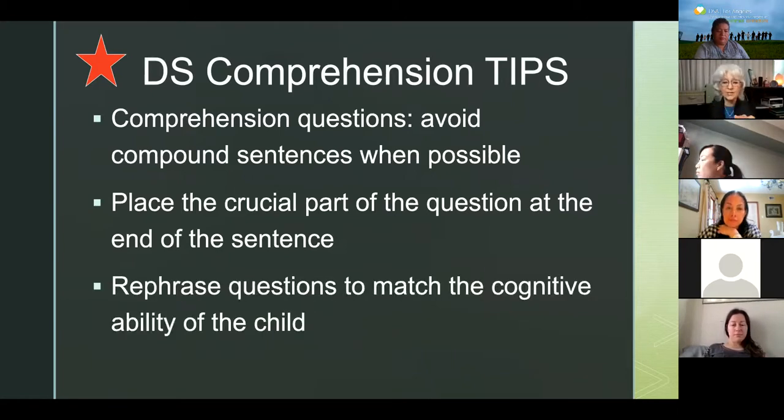Rephrase the questions to match the cognitive ability of the child. Do you remember Emily? I'm trying to remember her last name. She was one of the founders of Sesame Street, and she wrote a book, and she's the one that came up with the phrase, "Welcome to Holland." She wrote that essay, "You think you're going to Italy and you wind up in Holland because your child has Down syndrome." All right. Well, I saw her decades ago being interviewed on TV with her son with Down syndrome.